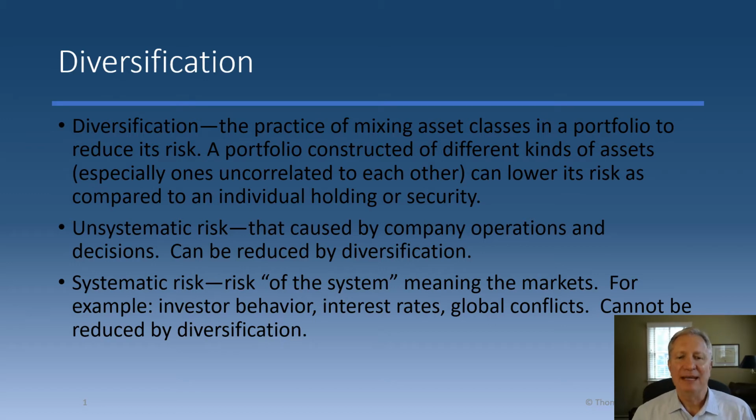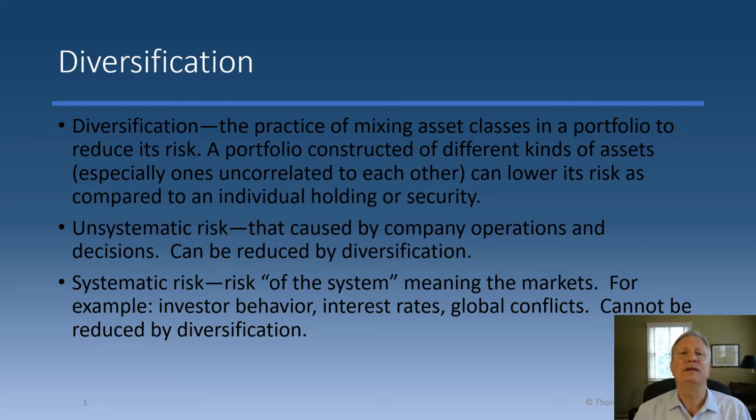So diversification is the practice of mixing asset classes in a portfolio to reduce its risk. Now, how does it work? When a portfolio is constructed of different kinds of assets, in particular ones that are not correlated, meaning if the market goes down one, they go down one, or if the market's down two, they're down two. You want to have a variety of assets that don't react to market activity and economic conditions in the same way. So if the market's down two, maybe they're up one. Or if the market's down one, maybe they're up two or only down a half. And so we want uncorrelated assets.